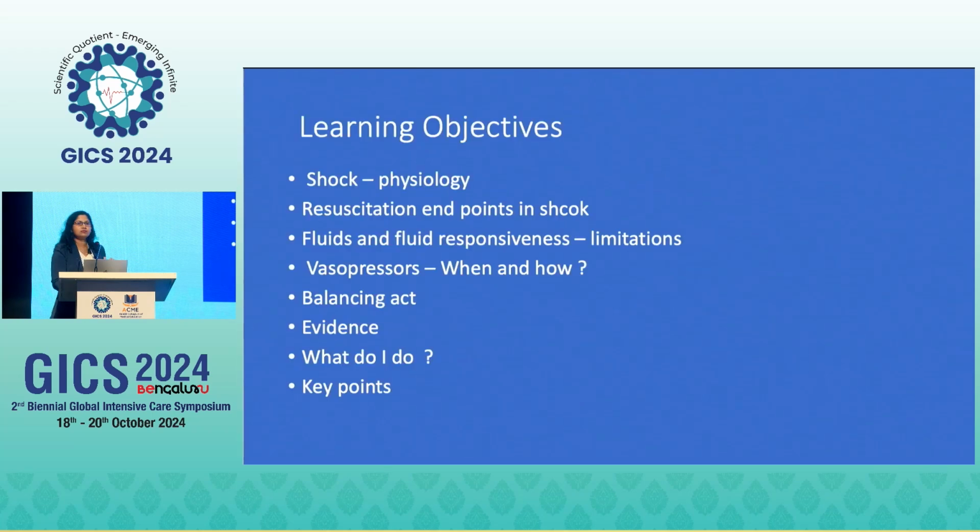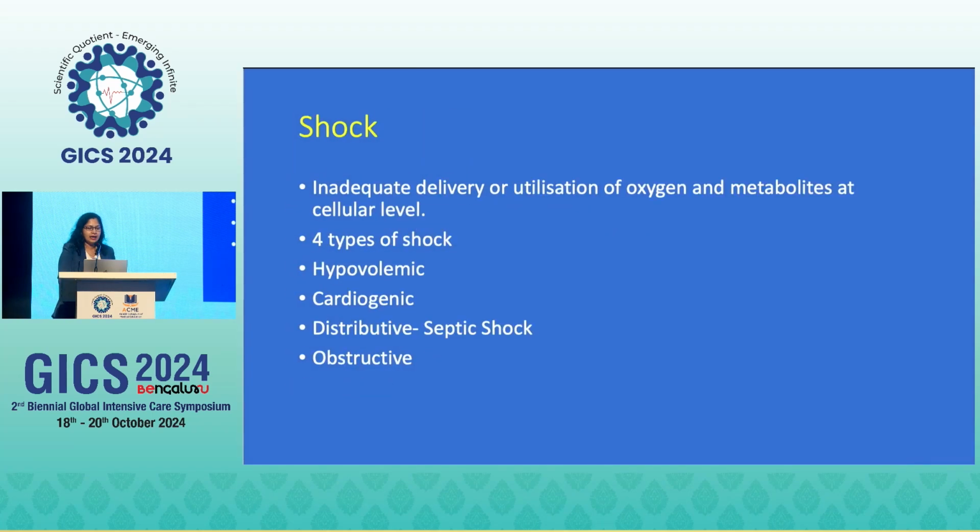So these are the learning objectives of today's session. And what is shock? Just recapitulating the definition, it is inadequate delivery of oxygen and metabolites at the end organ, that is, at the cellular level. And broadly we know it is classified into 4 types of shock. The commonest in the world, if you globally take a look at the stats, is hypovolemic shock, then comes cardiogenic, septic, which comes under the classification of distributive shock, and the obstructive shock.